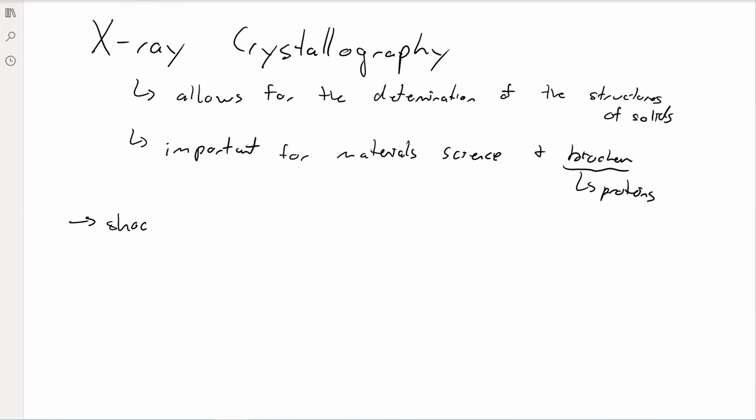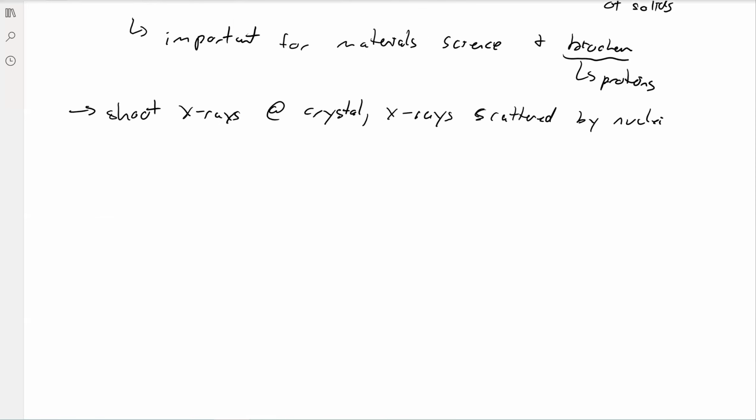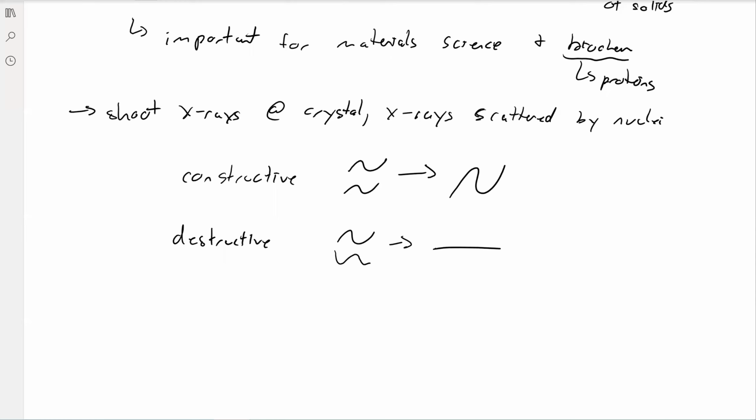And the gist of this is that you shoot X-rays at the crystal, and then these X-rays get scattered by the nuclei. And when these X-rays get scattered, they can interfere with one another. And so remember, we learned about waves. They can either be constructive interference or destructive. If they're constructive, they sum together and they form a bigger wave. If they're destructive, they're out of phase, and then they cancel one another out.